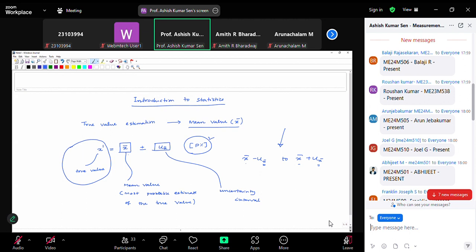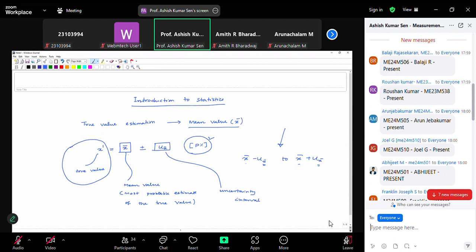Okay, so let's say you want to know the temperature of a surface. You want to, of course, know the true value of the temperature of the surface, right? But then you do measurements and you take 10 data points. You get some variation between the data points. So you find the mean value, then you find the standard deviation. So you have a range of temperature, right? So the true surface temperature lies within that range, okay?